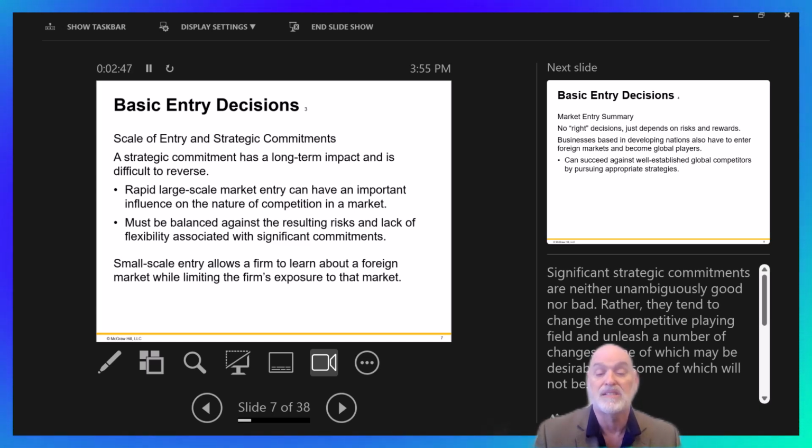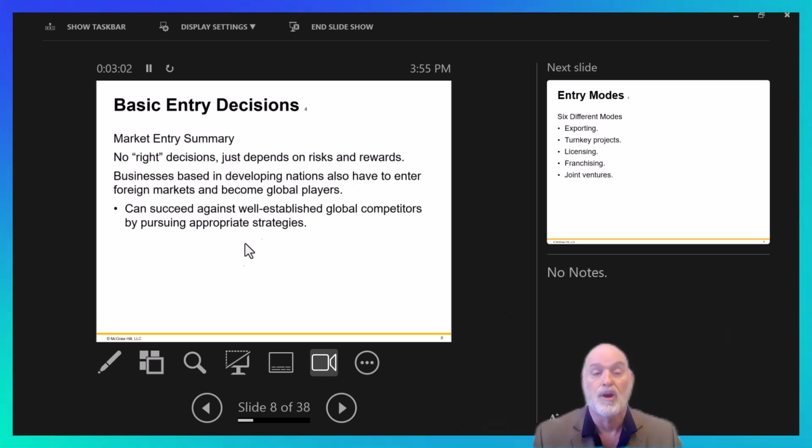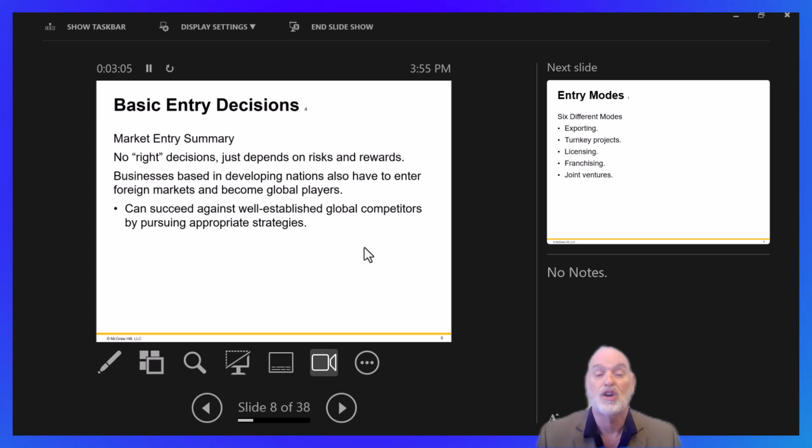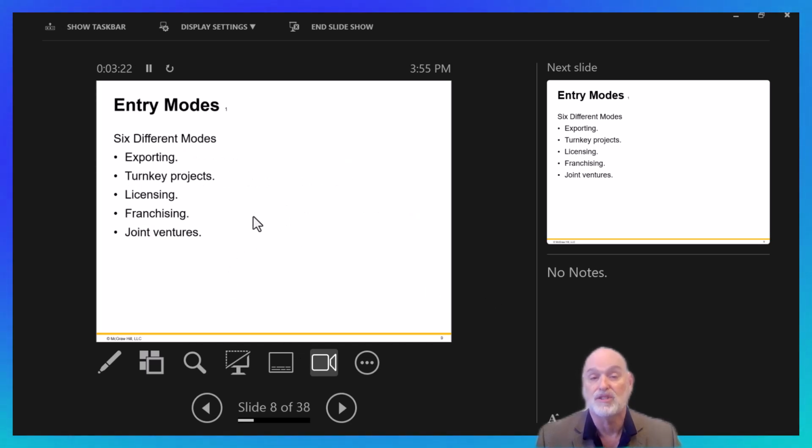Also, this must be balanced against the resulting risks and lack of flexibility associated with these type of significant commitments that are made. Small-scale entry allows a firm to learn about a foreign market while limiting the firm's exposure to that market. Market entry summary: there is no right decision. It just really depends on the risks and rewards and how much a company wants to make. Businesses based in developing nations also have to enter foreign markets and become global players. You can succeed against well-established global competitors by pursuing appropriate strategies.